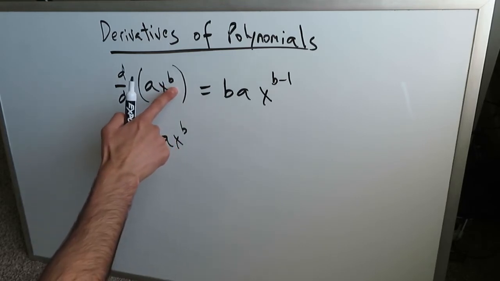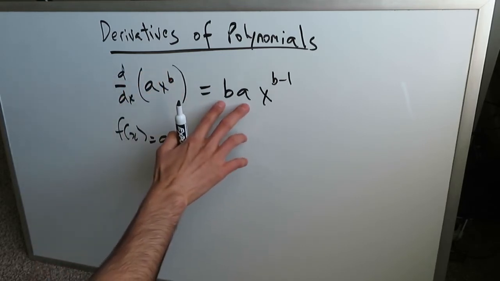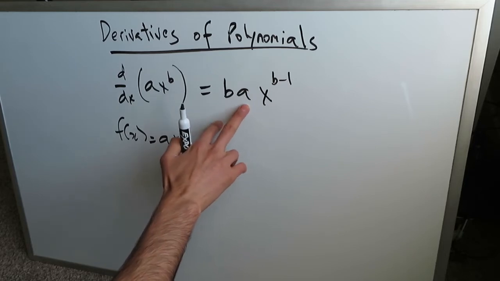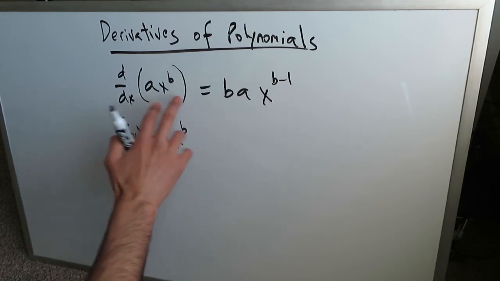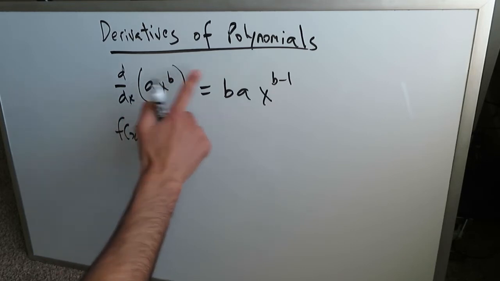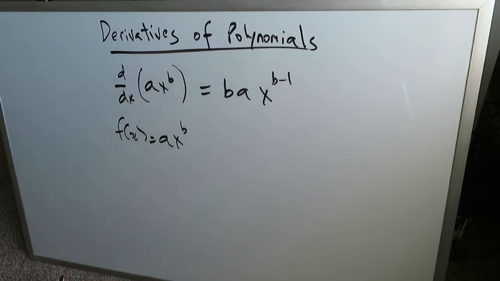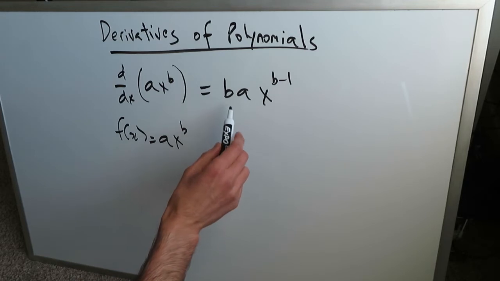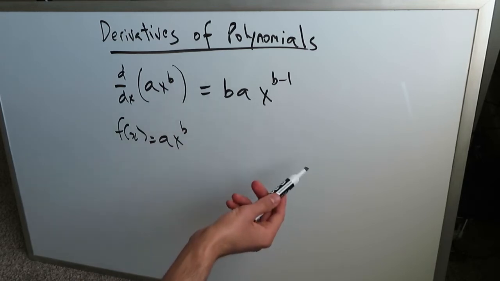The b came out as a coefficient and multiplied with whatever coefficient you already had. The coefficient here was a, so b multiplied by a. Whatever the exponent b was, it was reduced by 1 during that process. So this right here represents your procedure.